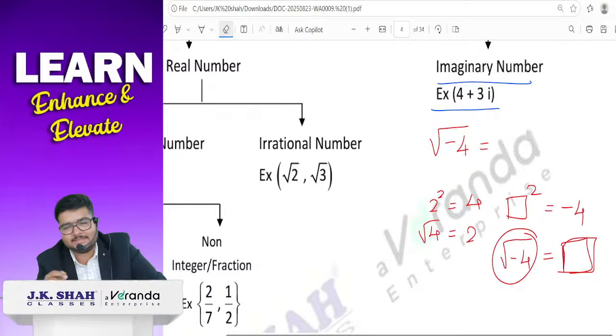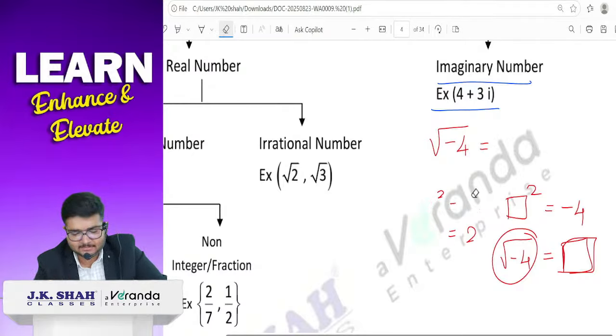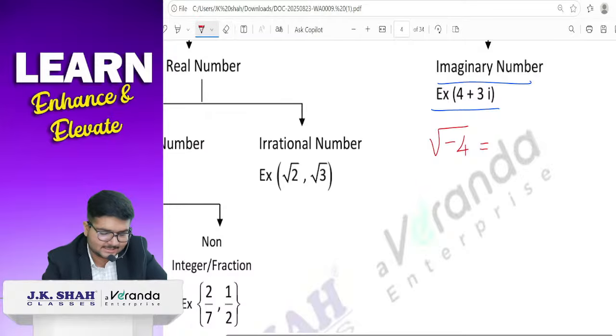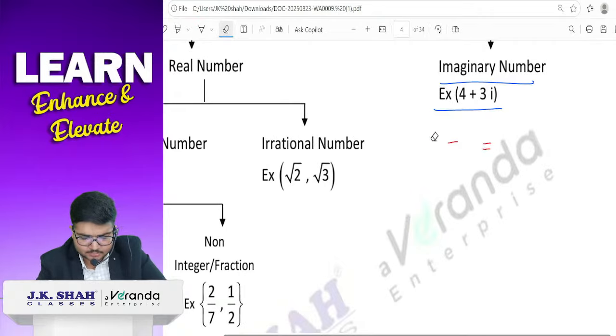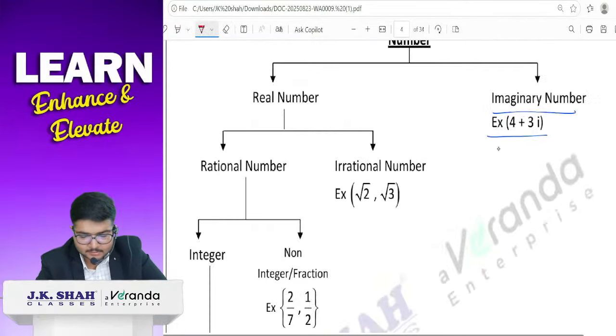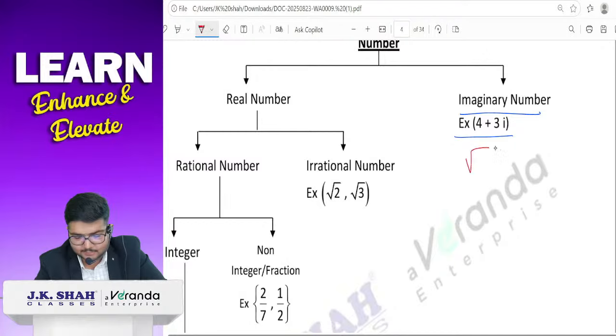You just have to remember this. Any number inside the square root and it should be a negative number, then those numbers are always called an imaginary number. But sir, the example in the book is different. Yes, I'll explain why it is written in such a way. So let us take the same example. Let us take the same example, root negative 4.